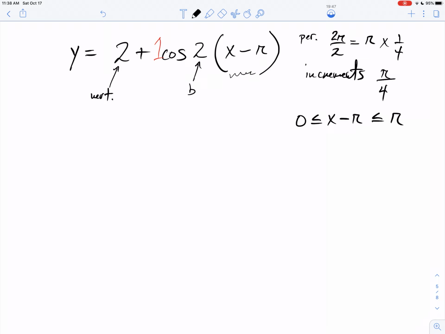But I'm going to put my phase shift in between that. Remember, my period 0 to pi, and then here's my phase shift. So I'm going to move this thing out, and this graph is going to shift pi units to the right. This would be my start. This would be my stop.